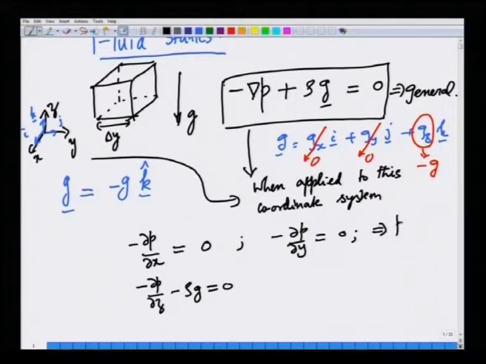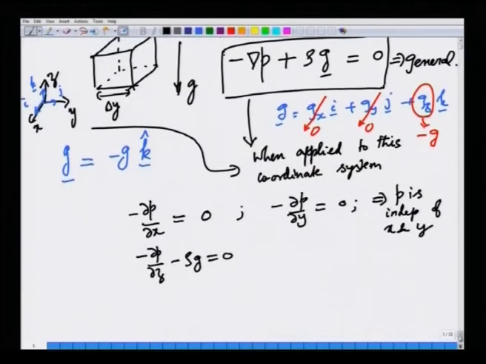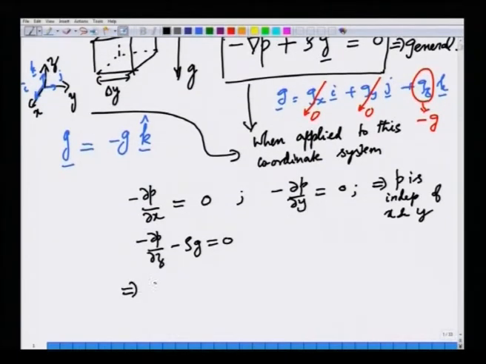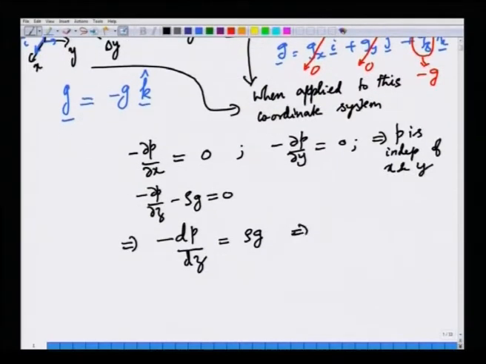This implies that p is independent of x and y, and it varies only in the z direction. Since p is independent of x and y, the partial derivative becomes a normal derivative. Minus dp dz is rho g, or dp dz is minus rho g. We can integrate this.